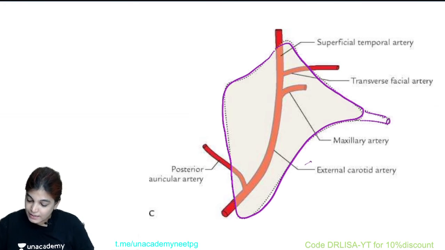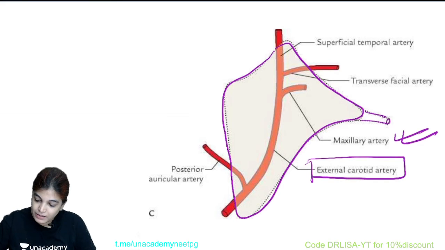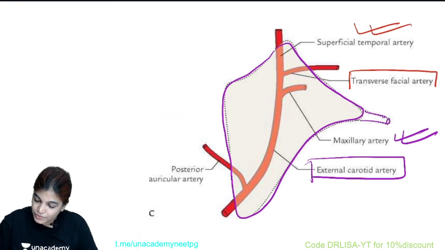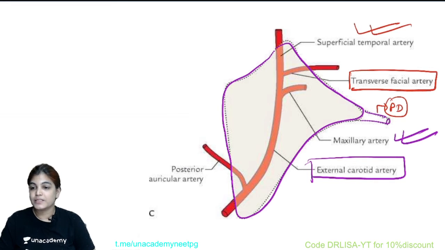Okay. Now the external carotid artery has two terminal branches. One is the maxillary artery, another is the superficial temporal artery. Also, we are seeing another branch lying close to the parotid duct. This is the parotid duct, PD I am writing, and the transverse facial artery is lying close to it. So actually the superficial temporal artery is not giving blood supply to the parotid gland or parotid duct. It's the transverse facial artery which is giving the blood supply. So option C is absolutely wrong.